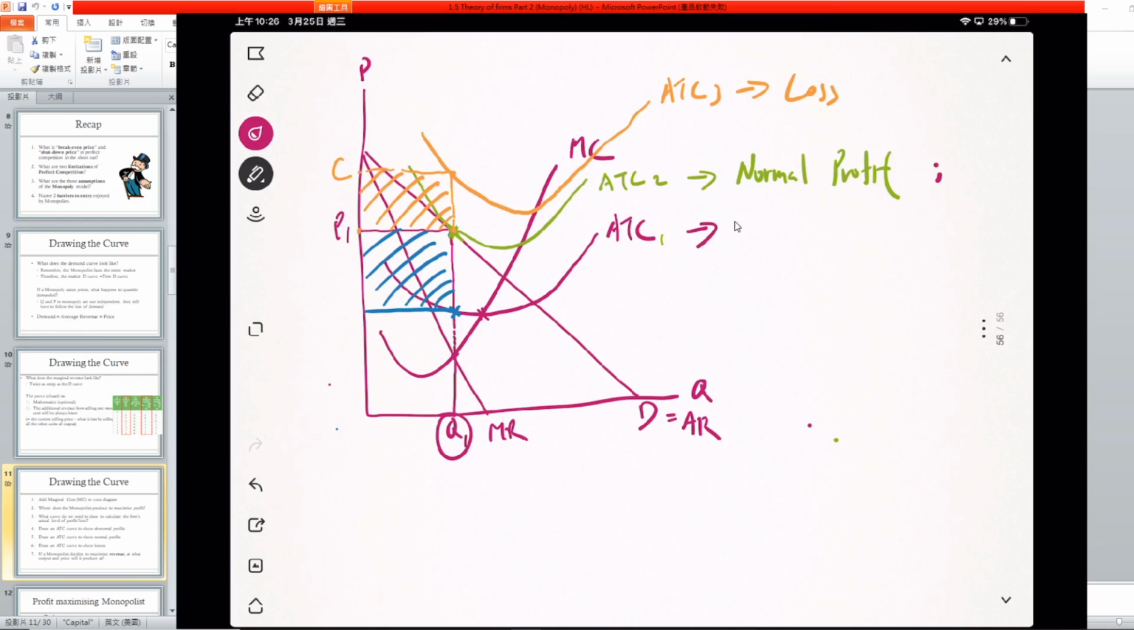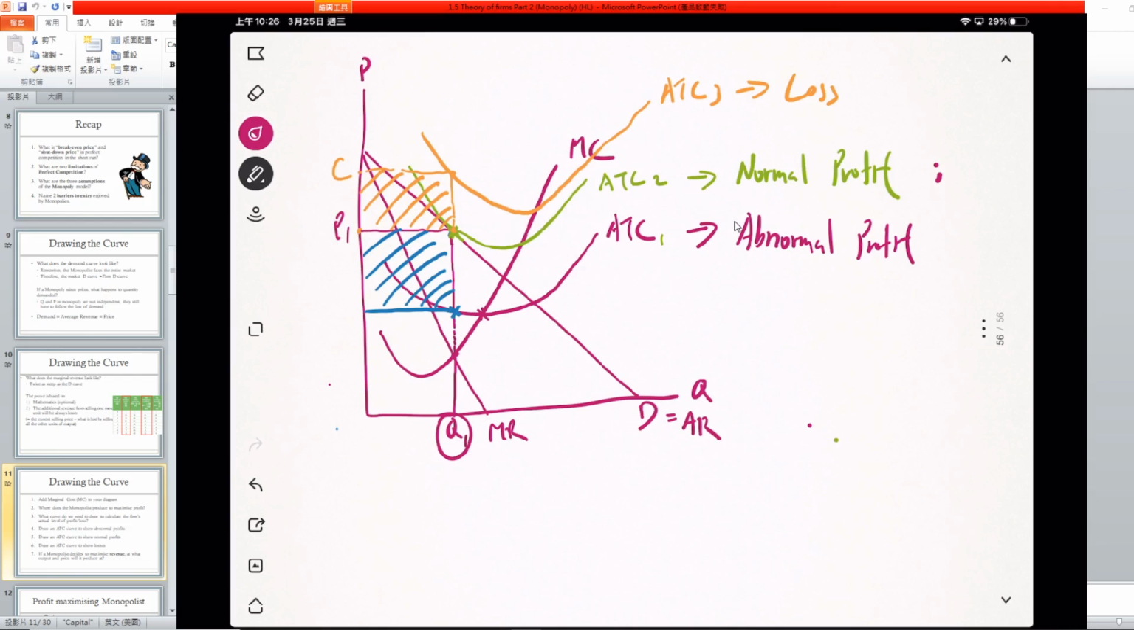So you can see three results in one diagram. Here you have your abnormal profit. If you are at ATC2, then you will have a normal profit. And if you're at ATC3, then you will have a loss. So you can see all the results from one single line.